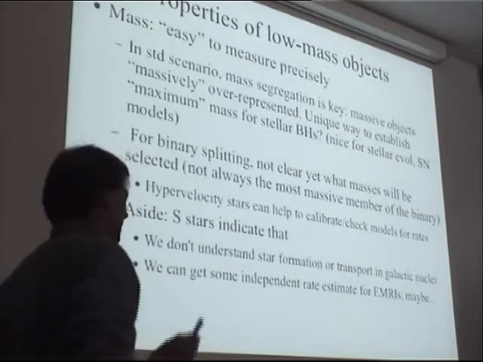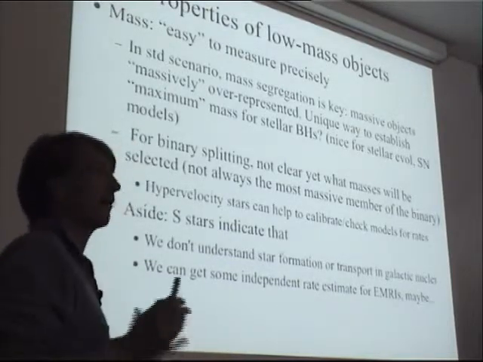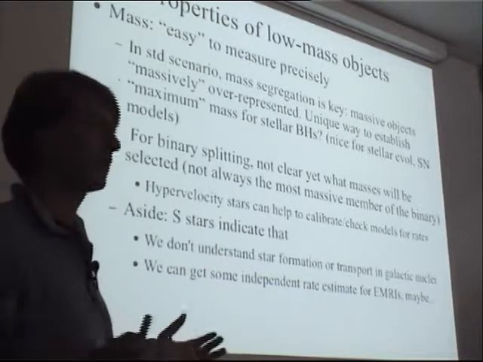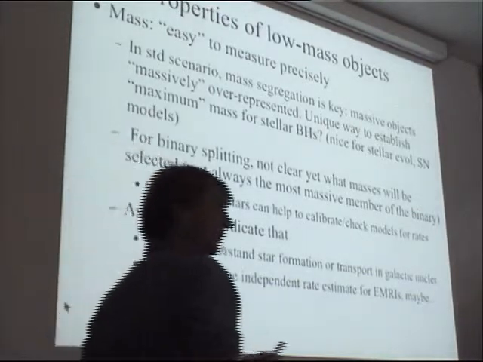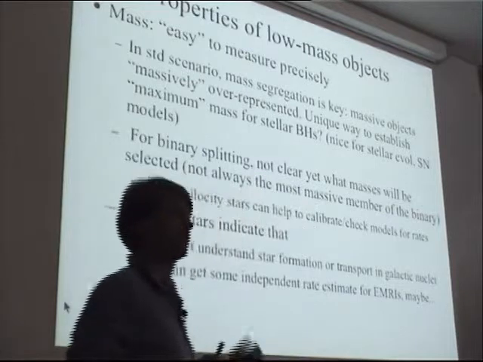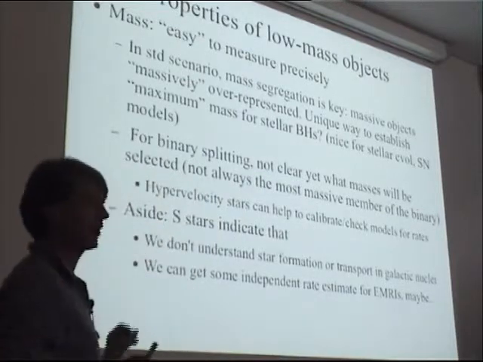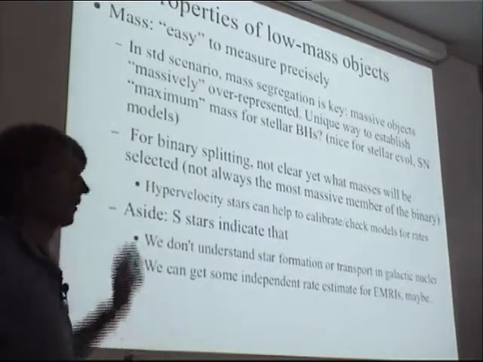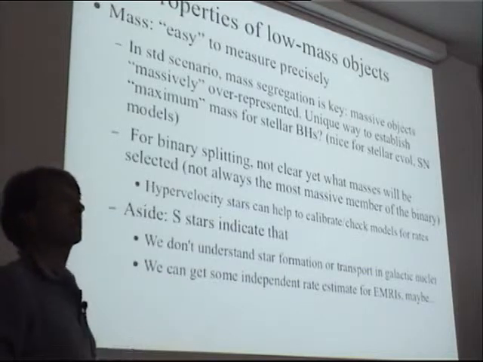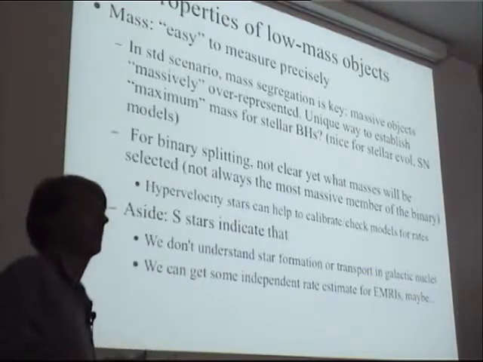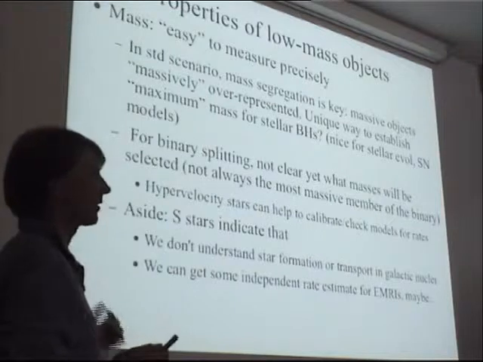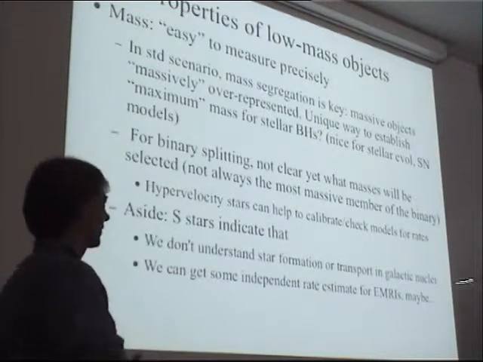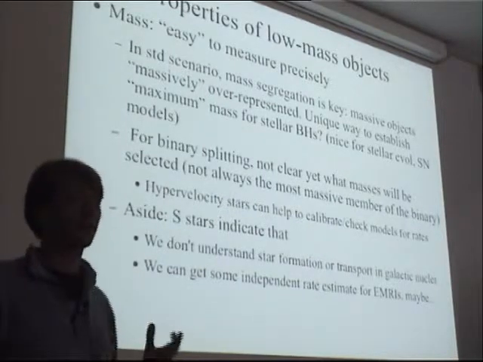Because they cannot have formed there, or if they have formed, they have formed in a disk, which is still considered an exotic process, at least a process which is not well understood. So this is, in some sense, a caveat: in all these modelings, we can predict rates of EMRIs, but we still cannot understand this handful of stars that are well observed at the galactic center.